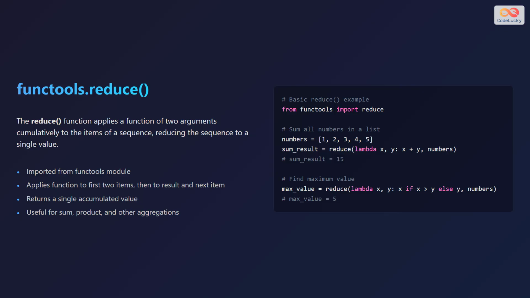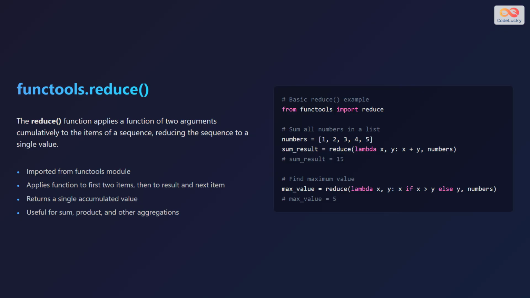The reduce function is used to apply a function of two arguments cumulatively to the items of a sequence, reducing the sequence to a single value. To use reduce, first import it from the functools module. Reduce applies the function to the first two items in the sequence, then to the result and the next item, and so on. This process continues until all items in the sequence have been processed, resulting in a single accumulated value. Reduce is useful for operations like calculating the sum or product of a list of numbers, finding the maximum value, or performing other types of aggregations.